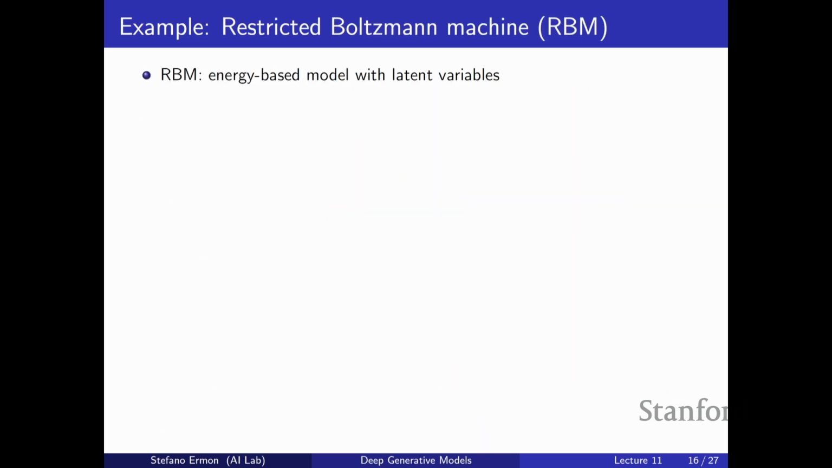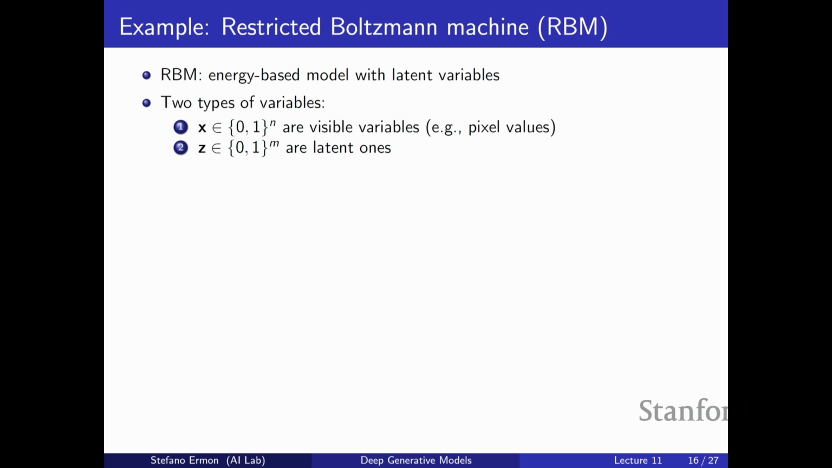Cool. Another example is the RBM, the restricted Boltzmann machine. This is actually an energy-based model with latent variables. And this one is a discrete probabilistic model where both the visible variables, let's say, are binary, and the latent variables are also binary. So you have n binary variables x and m latent variables z. All the variables here are going to be binary. For example, the x could represent pixel values, and the z is, as usual, latent features.